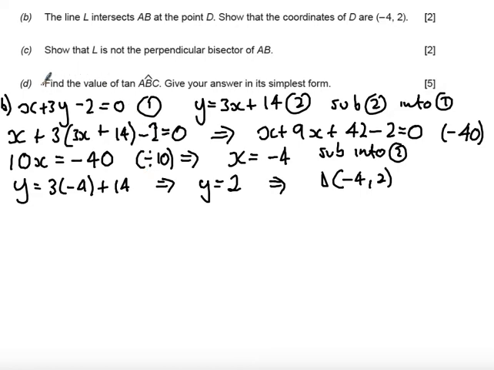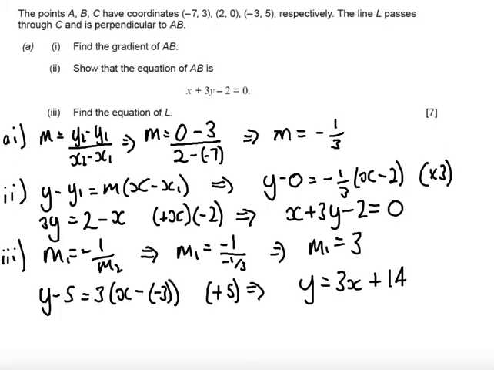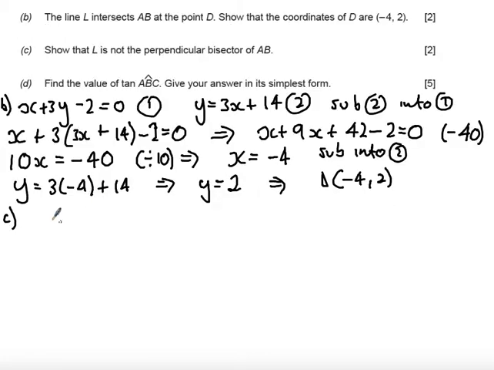Part C says show that L is not the perpendicular bisector of AB. Now, in order for this to be the perpendicular bisector, it must cut it in 2, and so D must be the midpoint of AB. So if we go back a second and look at the coordinates for A and B, it's minus 7, 3 and 2, 0. So minus 7, 3 was A, and B is 2, 0. If I just find the midpoint and show that it's not the midpoint, that will be good enough.